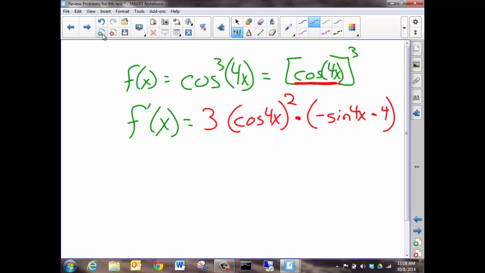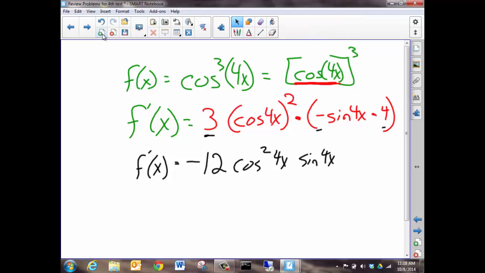Now how can I simplify it? Well, I've got a 3, I've got a negative sign, and I've got a 4. So I'm going to put all of those together: negative 12 cosine squared 4x sine of 4x. And that's what my derivative is. So that's what I would have there. That's a challenging problem because you had the chain rule inside the chain rule.